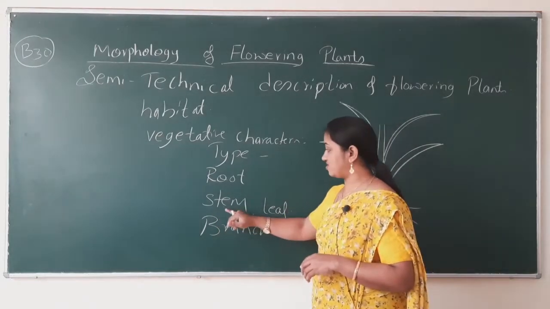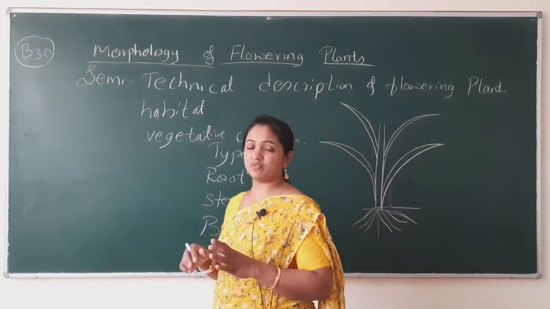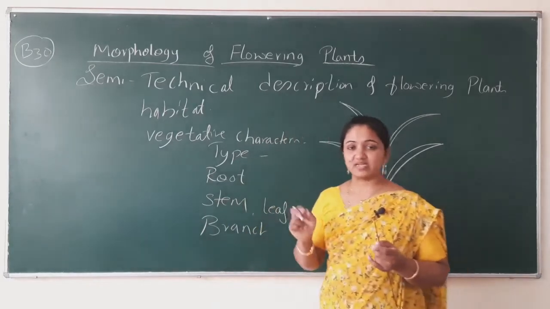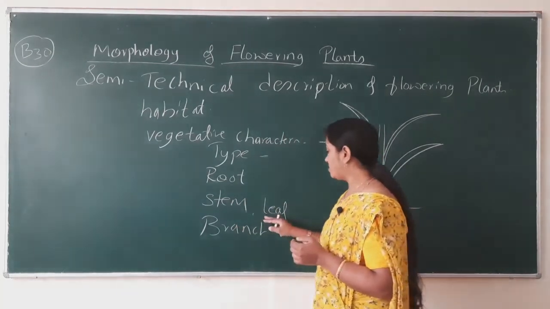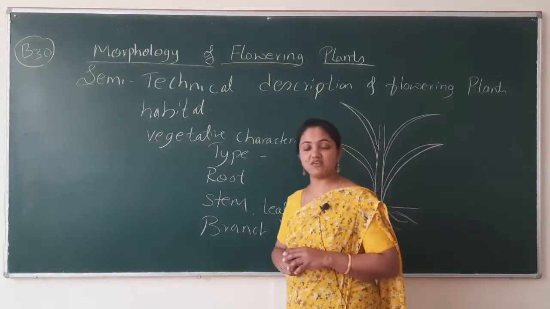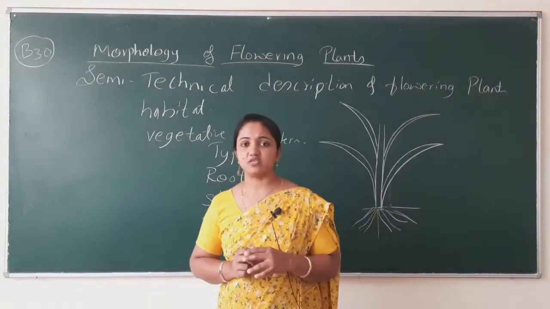Now you have to write the branches also. So what type of branches, how many branches, it has a number of branches, and it includes nodes and internodes that you have to mention here. Now coming to the leaf. So different types of leaves are present in varieties of plants, my dear students.